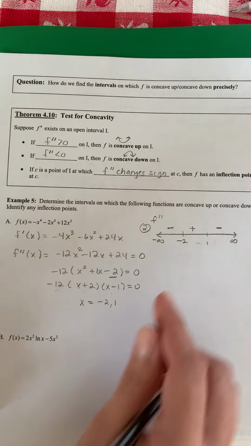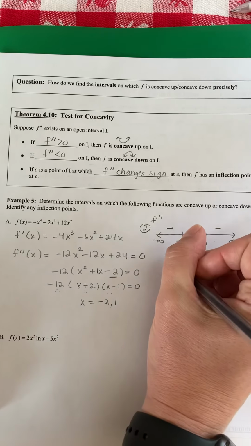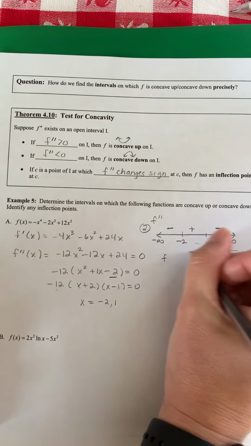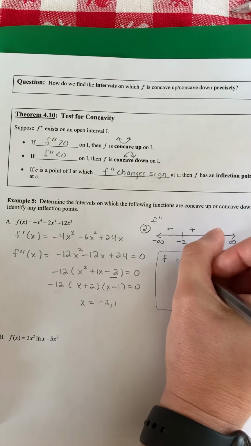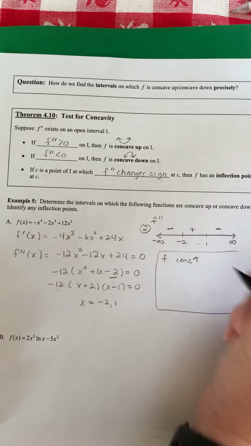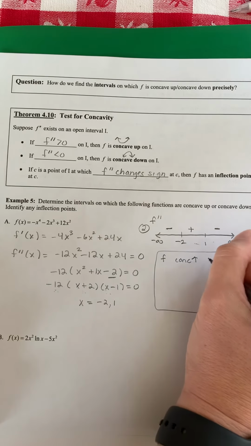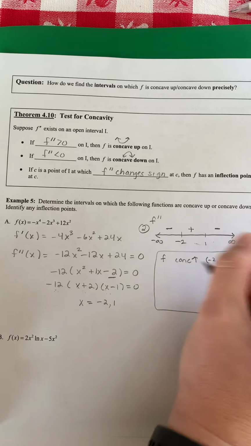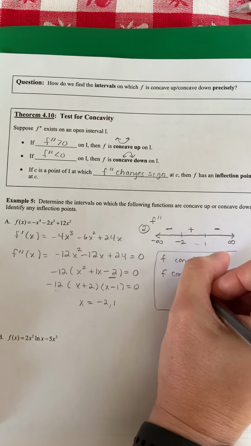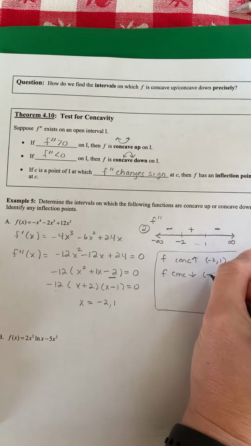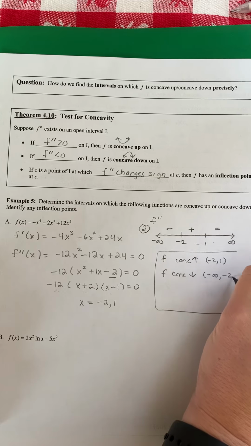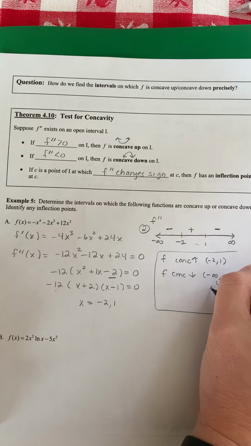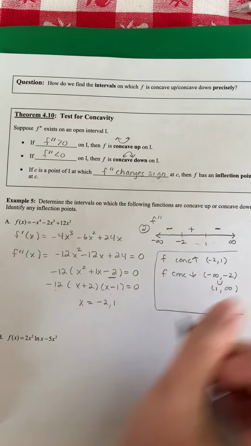All right, so from this we can draw our conclusions about our intervals where we're concave up and concave down. So the positive here means that our function f is concave up. Sometimes I do this notation from negative 2 to 1. And then f is concave down from negative infinity to negative 2 and on the interval 1 to infinity.